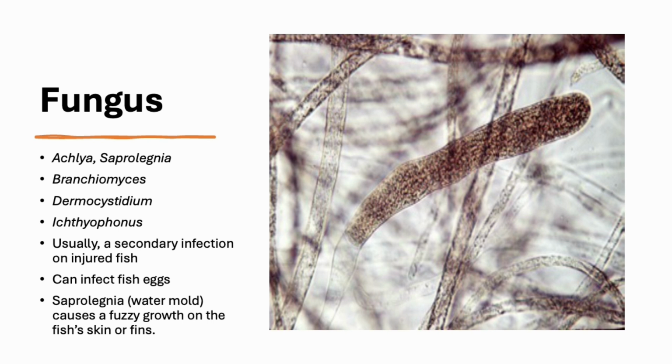Branchiomyces is a gill fungus that can get onto the gills and cause the gills to start becoming necrotic. Dermocystidium is a fungus that grows in the skin and can cause cysts or sores on the skin that are usually swollen cysts with fungal spores inside of them. Ichthyophonus is a fungus that can grow inside the body and can also grow behind the eye and cause pop eye, or can cause other masses in the body.